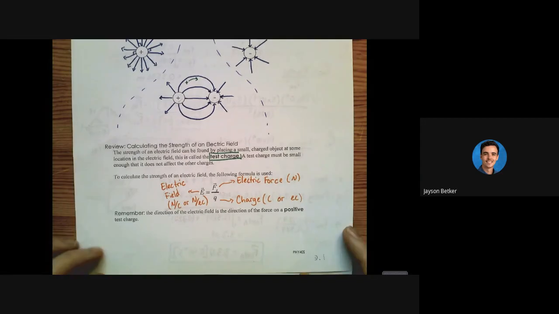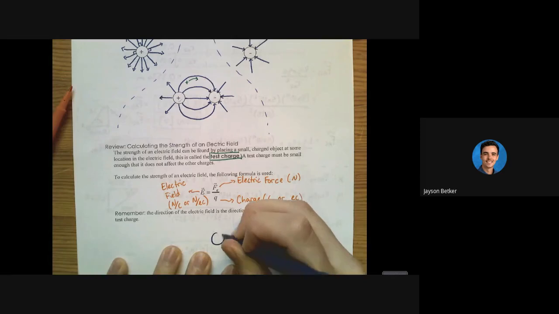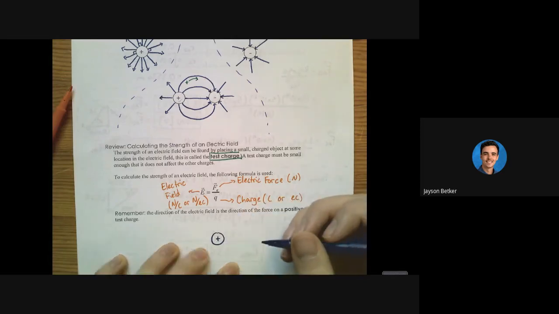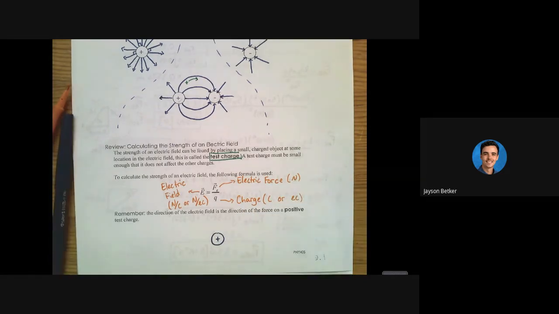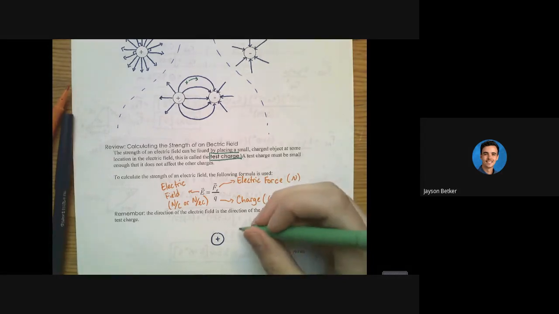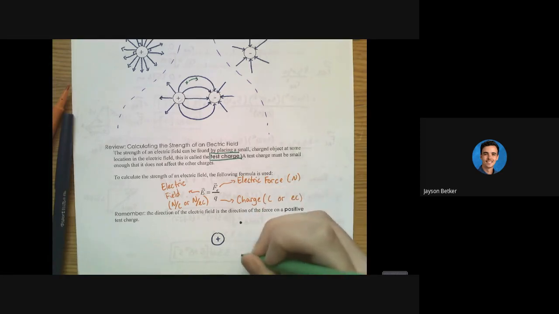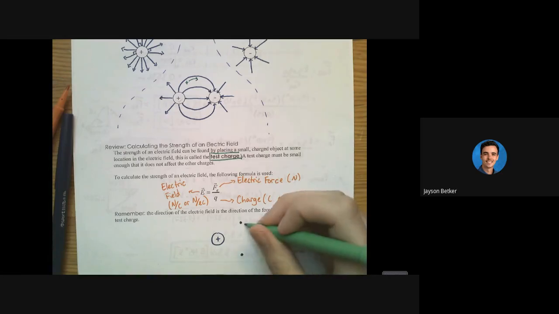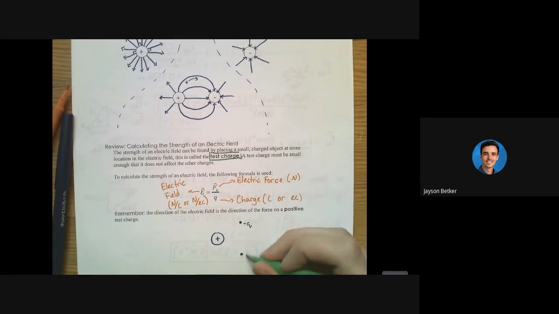Okay, so remember, the direction of the electric field is the direction of the force that a positive test charge experiences. So if I draw a point charge here that is positive, and then place a small test charge up here and a charge down here, and let's say this one has a negative charge and this one has a positive charge, which direction would these feel a force?